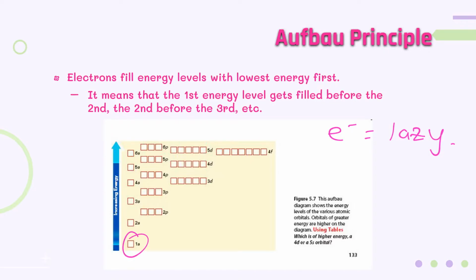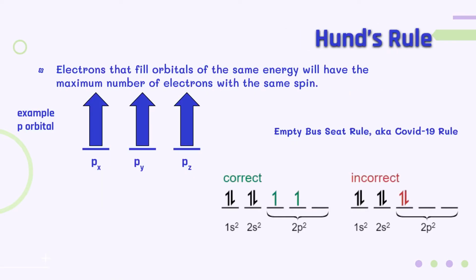The second principle is Hund's Rule. Hund's Rule states that electrons that fill orbitals of the same energy level will have the maximum number of electrons with the same spin. It's called the empty bus seat rule, or like I like to call it, the COVID-19 rule.